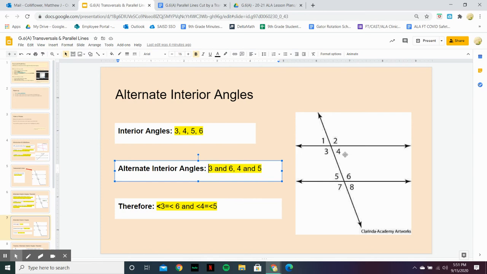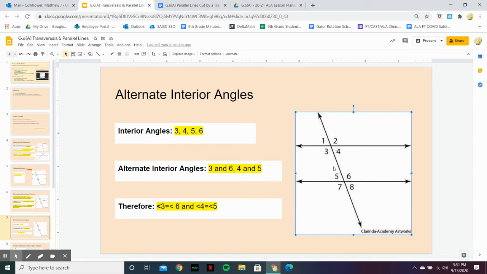Likewise, we have angle 4 and angle 5. They are interior angles. They are on opposite sides of the transversal. And again, they have different vertices. Angle 4 vertex is here, and the angle 5 vertex is here. So angle 4 and angle 5 are also alternate interior angles.